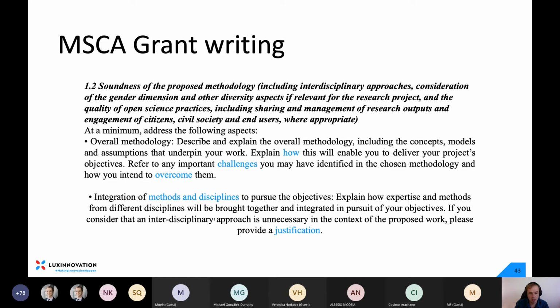What are the concepts behind this approach? Why are you using this approach? Have other people used this approach and failed? And why have they failed? How will you not fail if you use this approach?